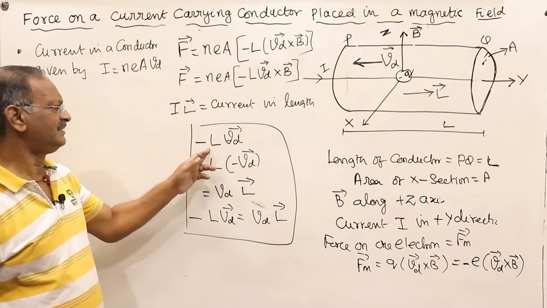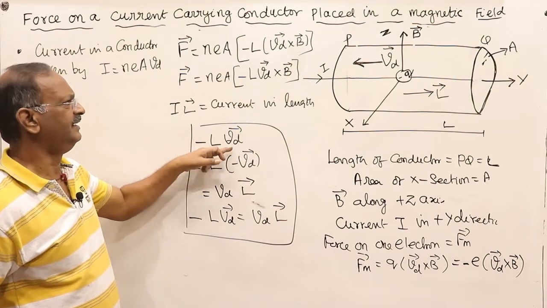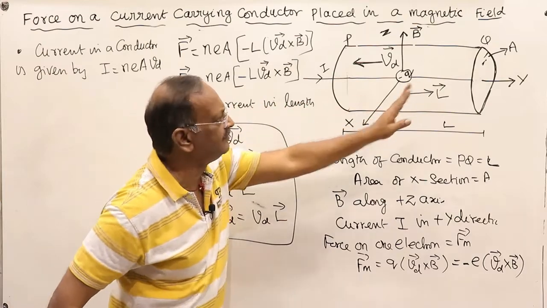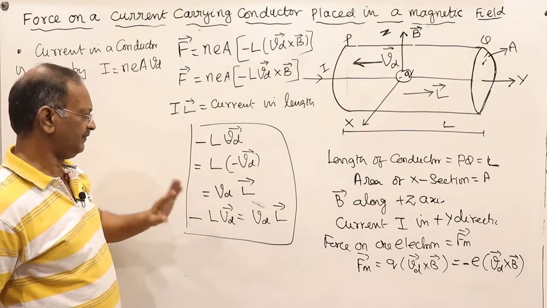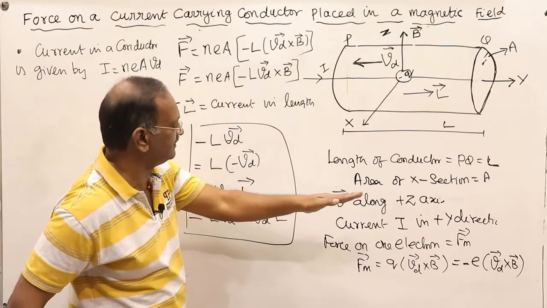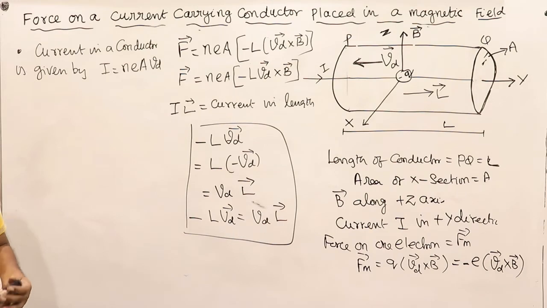Very simple. Minus L vD means what? This is a scalar, this is a vector, the negative of vD. See, vD is in this direction, negative in this. It means the entire length will be in this direction. And L is in this direction multiplied by a scalar, so it is also in this direction. This and these are equal. Very simple. You have to understand this fact.